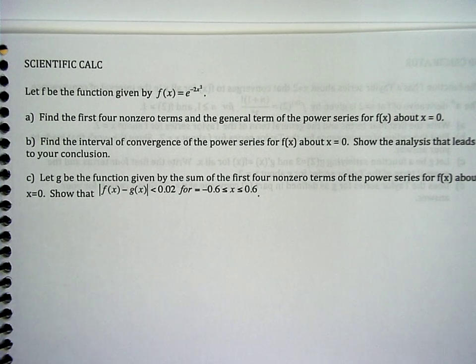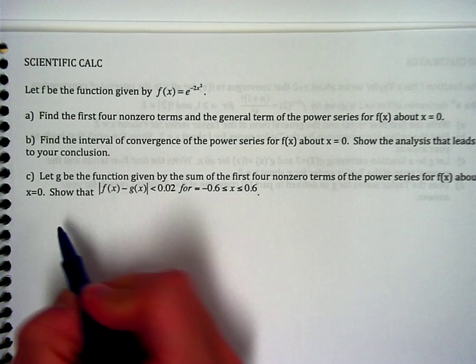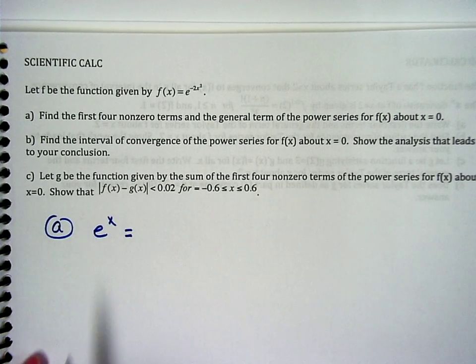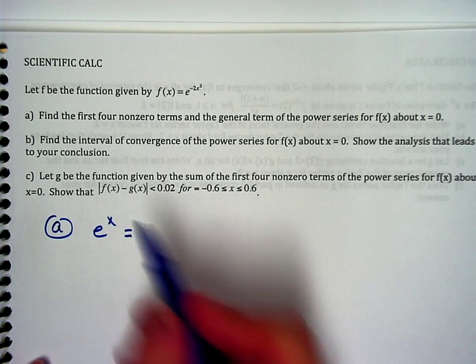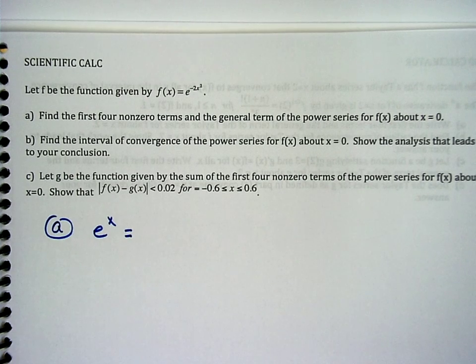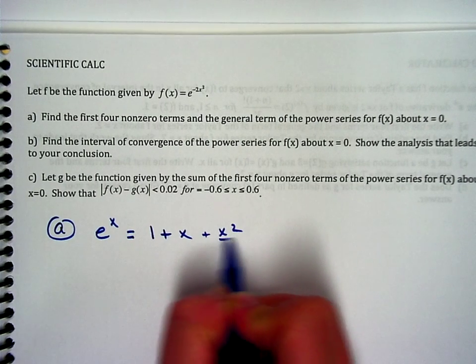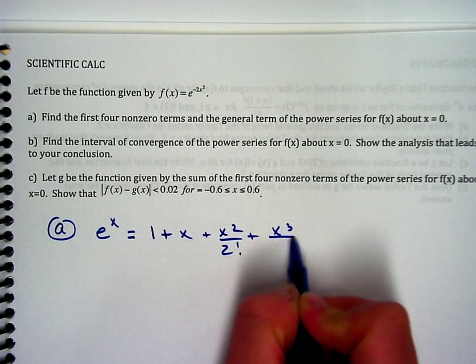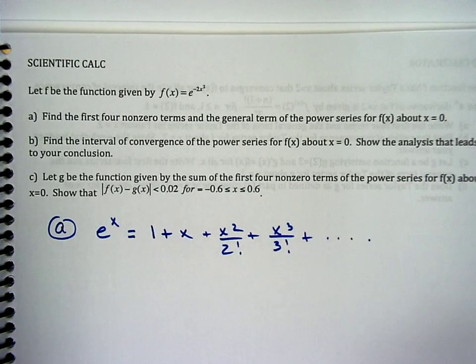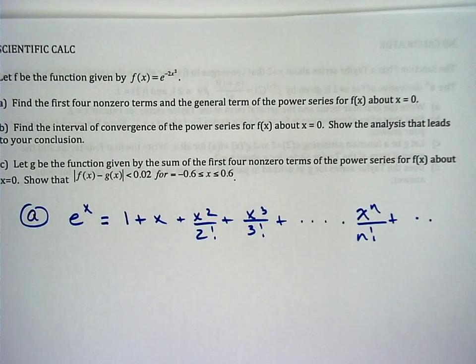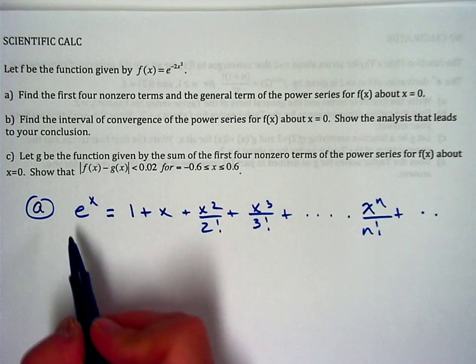So the idea is now that you know e to the x, I can use this function to come up with e to the negative 2x squared. I don't have to go through and find all the derivatives anymore. So one of the function series that you do have to memorize is e to the x, which is 1 plus x plus x squared over 2 factorial plus x cubed over 3 factorial plus dot dot dot. Your general term is x to the n over n factorial. Okay, so you will have to know that, but this part is going to be really easy.